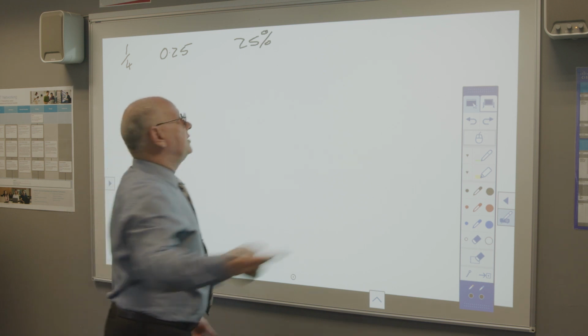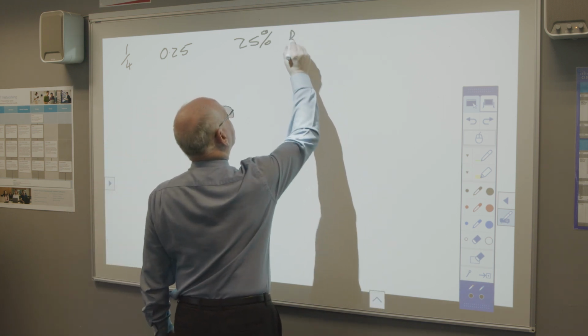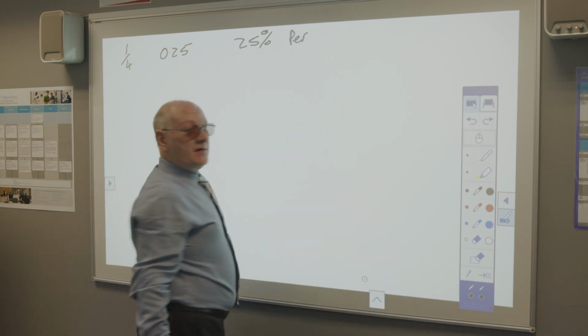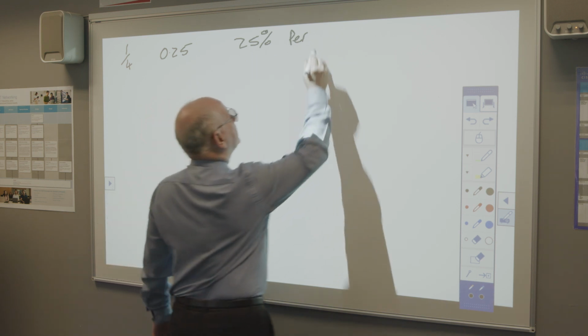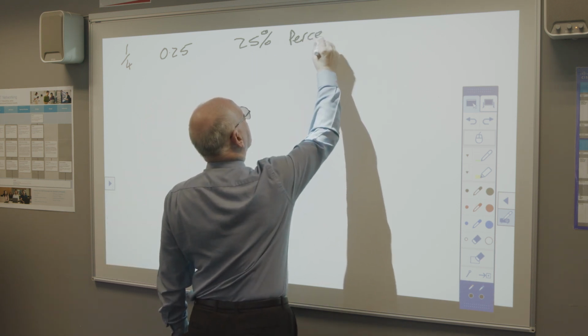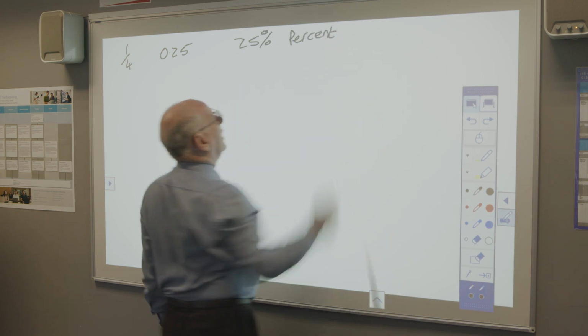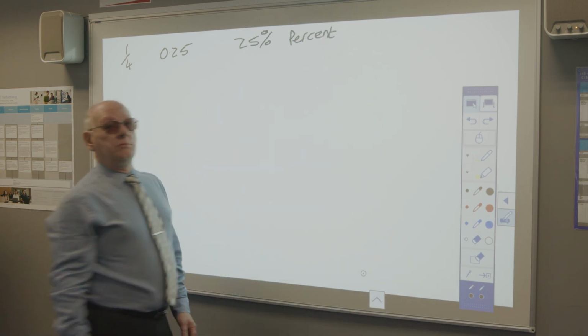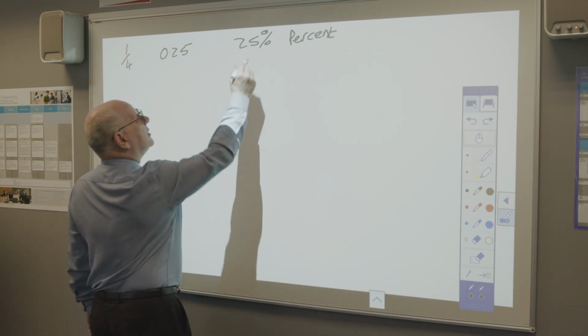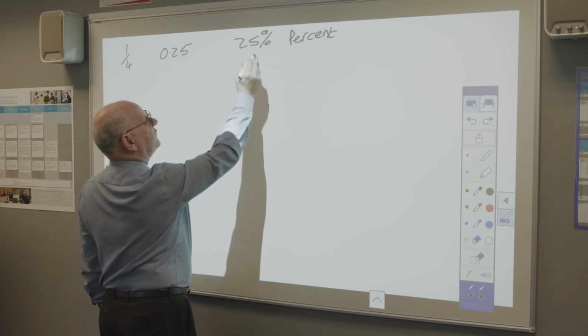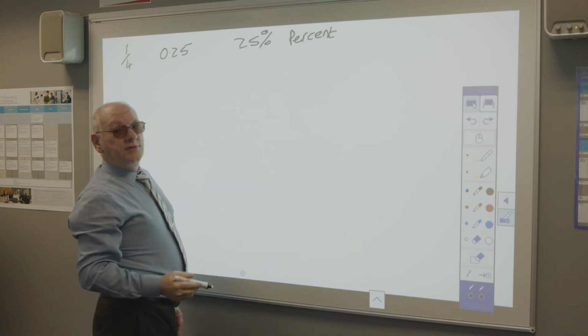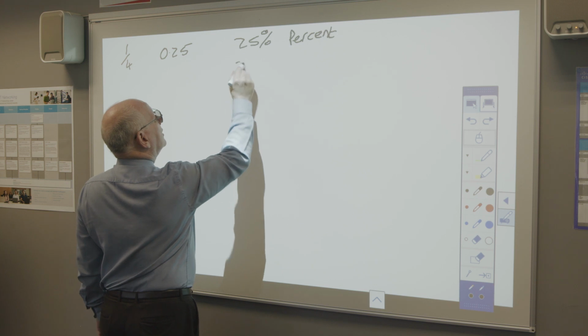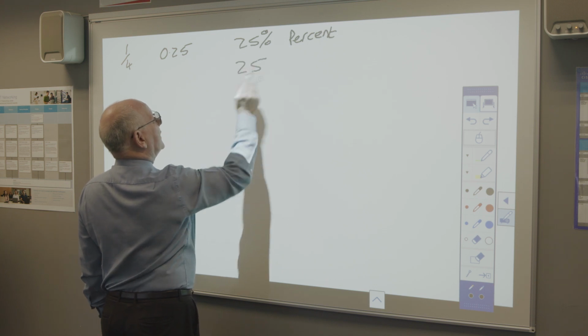Percent, what does it mean? Per means every, cent is 100, every 100. That's all it means. So it's 25 out of 100, basically. And you can write that like that.